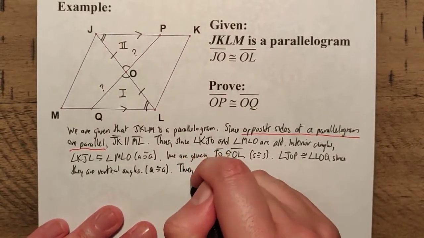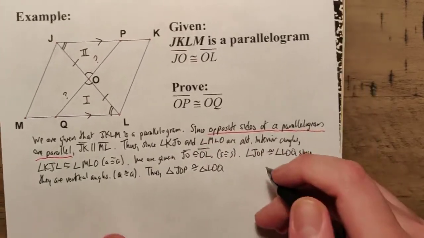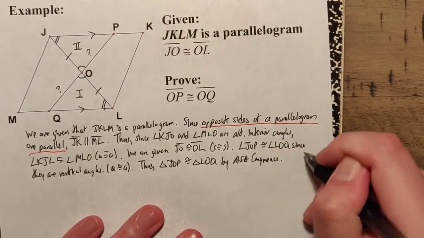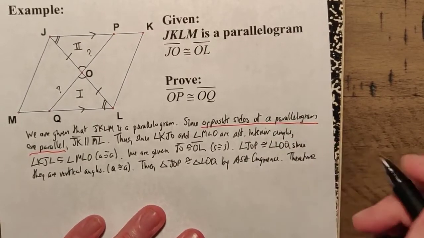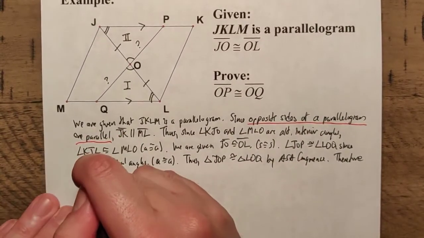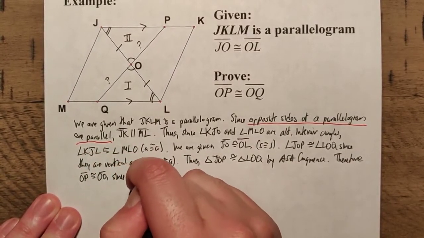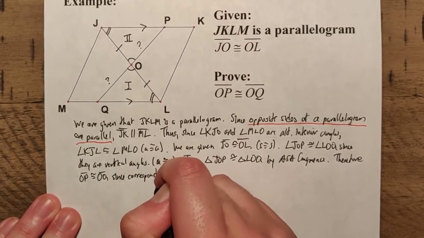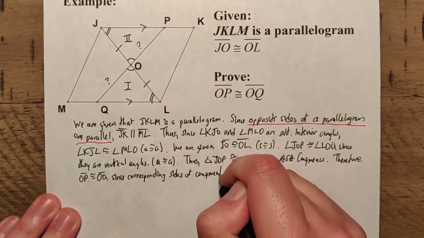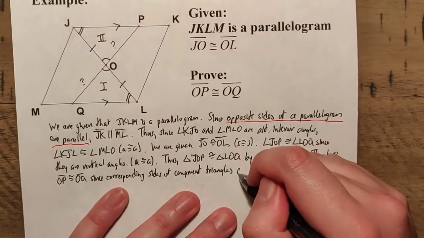So we can say thus triangle JOP is congruent to triangle LOQ by angle side angle congruence. Therefore, we can now finish the proof here because now we're trying to show OP is congruent to OQ. We can say therefore OP is congruent to OQ since corresponding sides of congruent triangles are congruent.